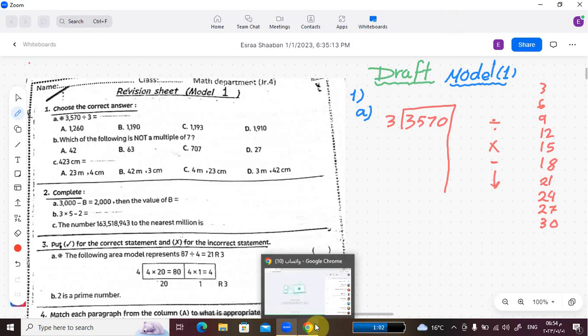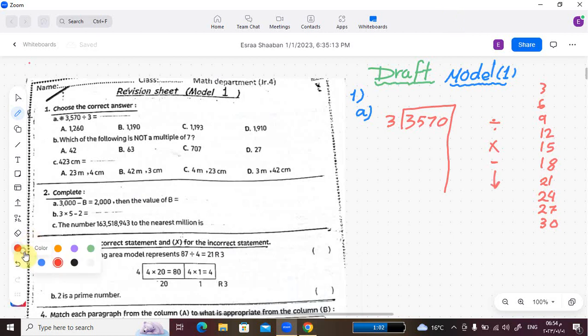Okay, let's start with divide. Start from the left. 3 divided by 3. When I search in the table, it's 1. After that, times. 1 times 3 equals 3. After times, minus. 3 minus 3, 0. After minus, drop down.